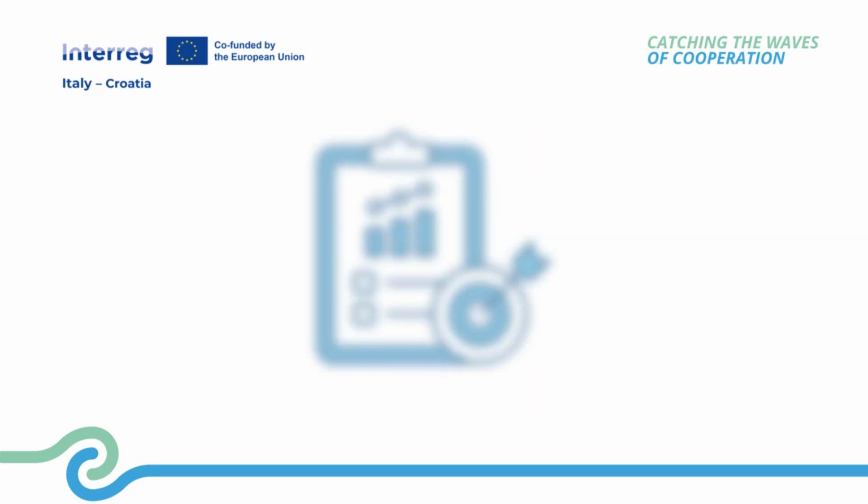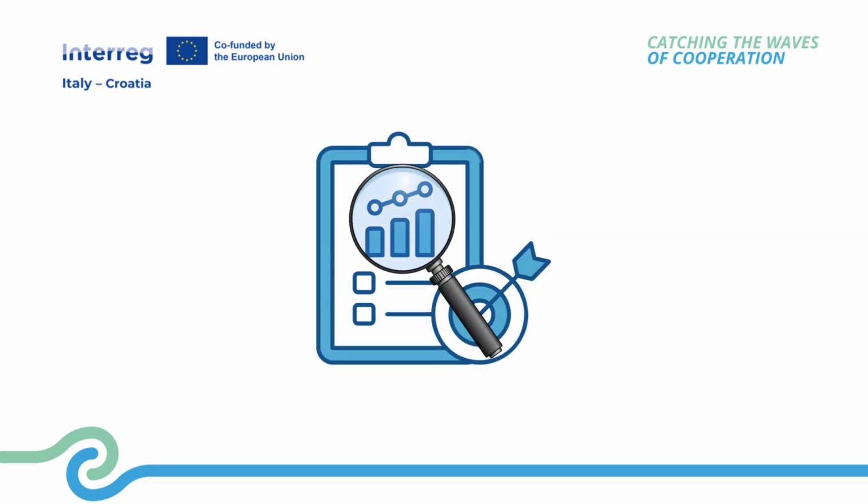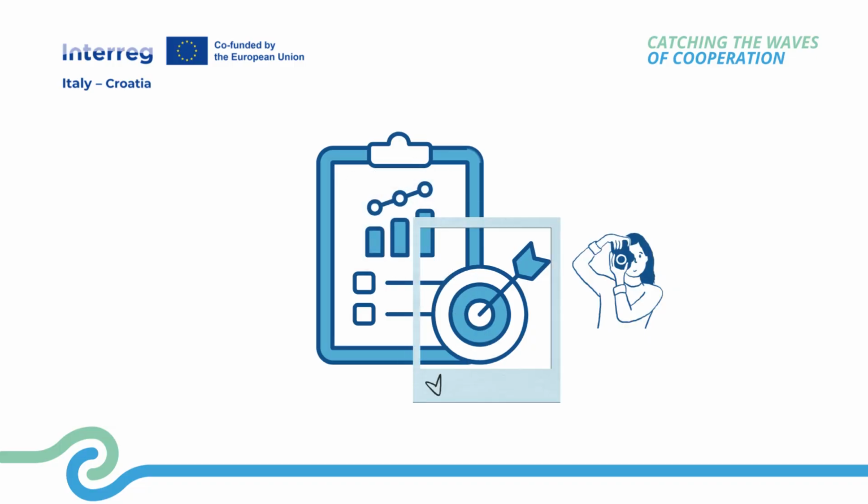An indicator helps us understand if we are on the right path. It's not the result itself, but a sign that the result is being achieved. It helps us capture and demonstrate our achievements.